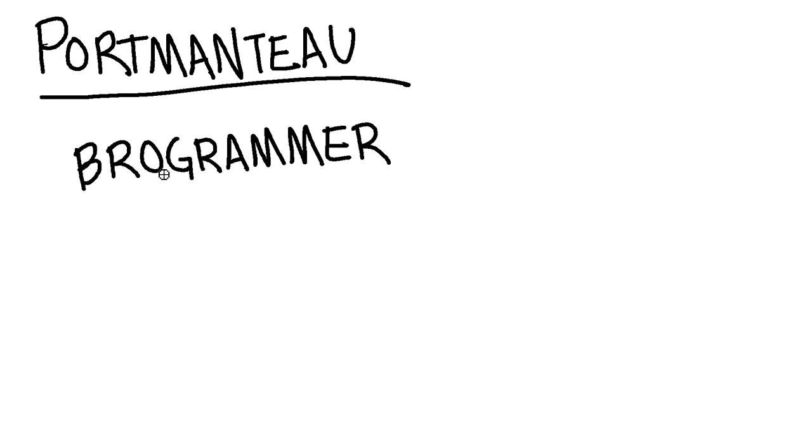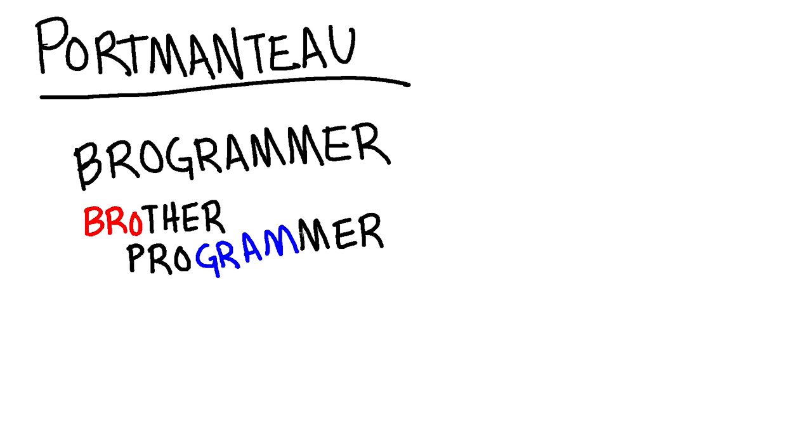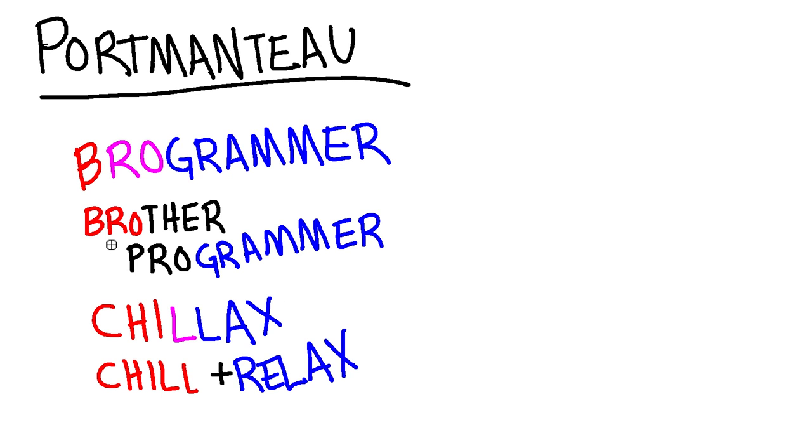portmanteau. Now you probably already know some portmanteaus. Here's a really good one. Brogrammer. That's bro, or maybe brother, and programmer. Oh, let's make that colored. Right, so that "ro" part is kind of shared between the two. Another one is chillax. So the important thing here is we have some overlap between the one word and the other. And these are sound-based overlaps.